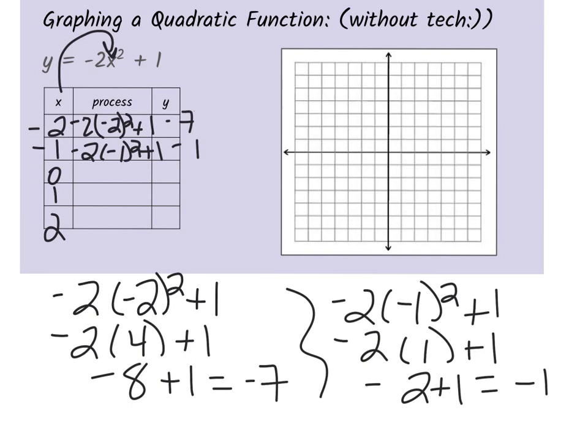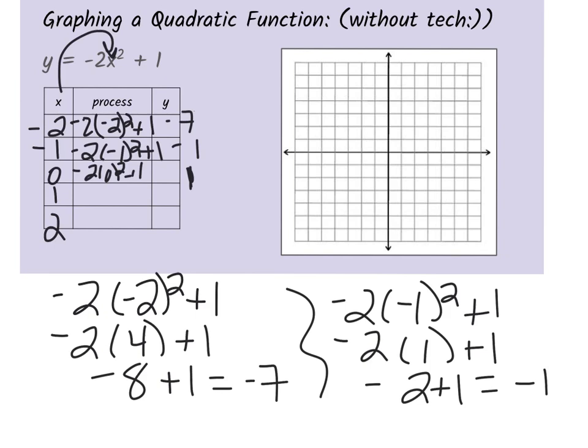Yep, looks good. Okay, so now I have 0. So negative 2 times 0 squared plus 1, which is just going to be 1. So I have a turnaround point, looks like here, because now I'm decreasing, or no, increasing. Okay, well, let's see what happens. That might not be what I think it is.